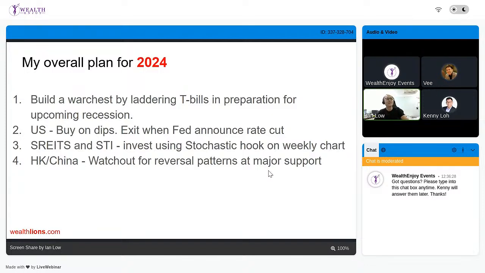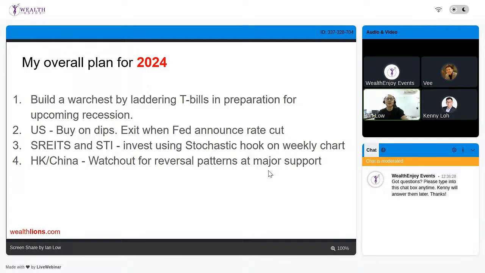I also wanted to buy US stocks on dips. I've done that. And to exit the market when the Fed announced a rate cut. So somewhere in September last year, 2024, I exited all my US positions. I sold out every single US share in the September, October period. Somewhere in that window, I sold off every single one, and that is my war chest. So I followed my plan for the start of the year and I executed it.